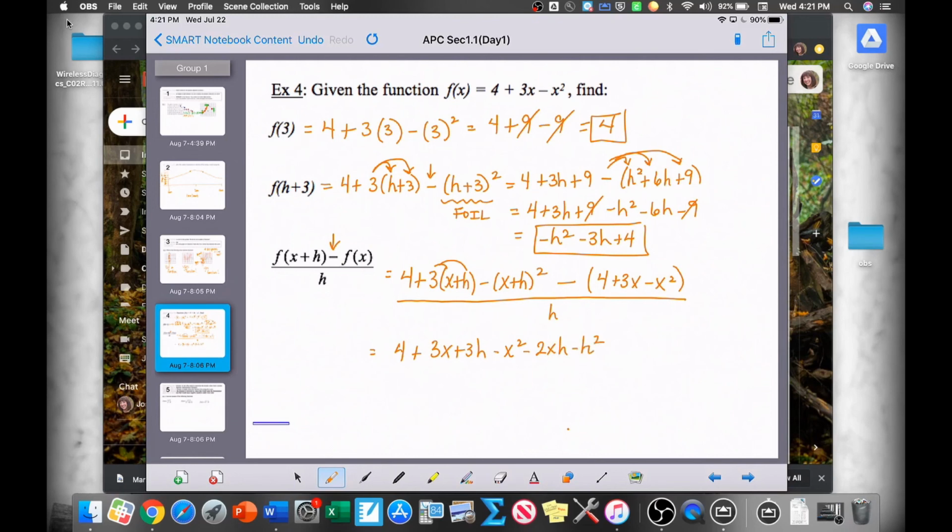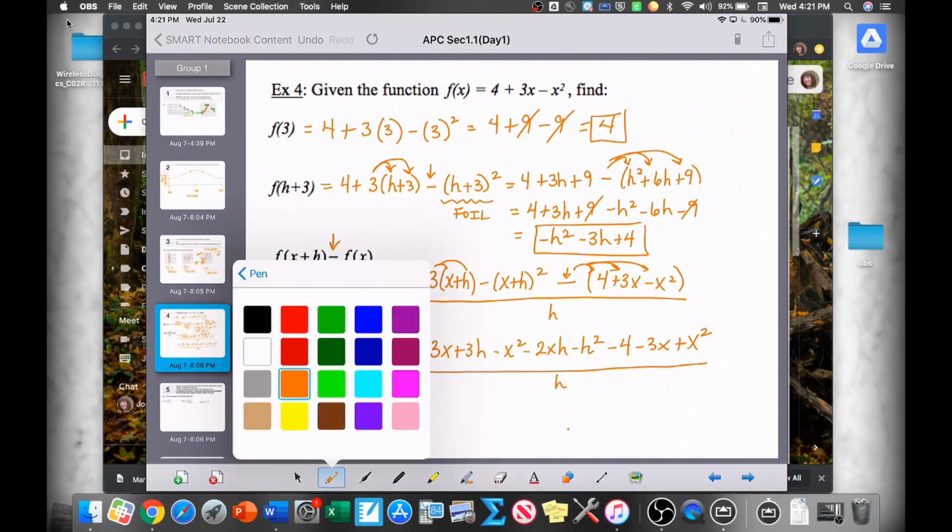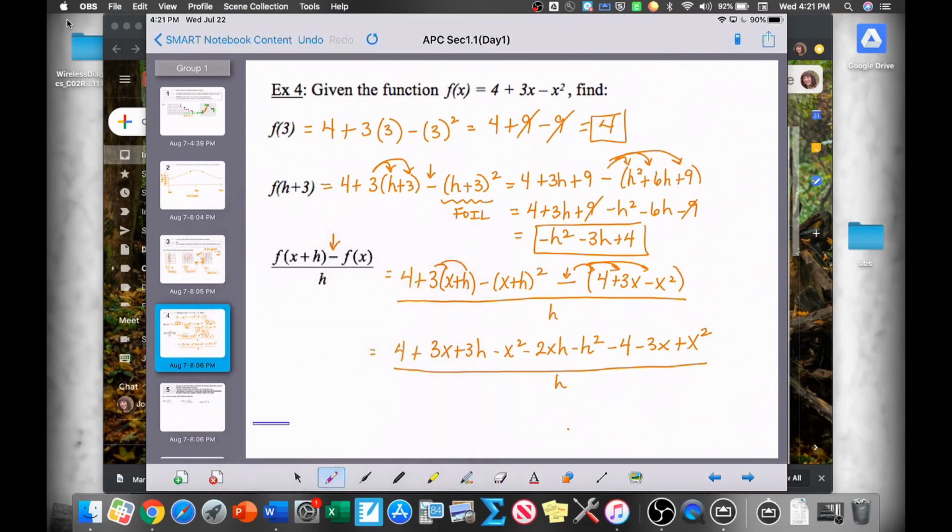And then we're going to distribute this negative right here to all the terms. So we're going to end up with negative 4, negative 3x, and positive x squared, again all over h. Well, now when we combine like terms, a lot of our terms here are going to cancel out. And this is what makes these difference quotients so much fun if you do them correctly.